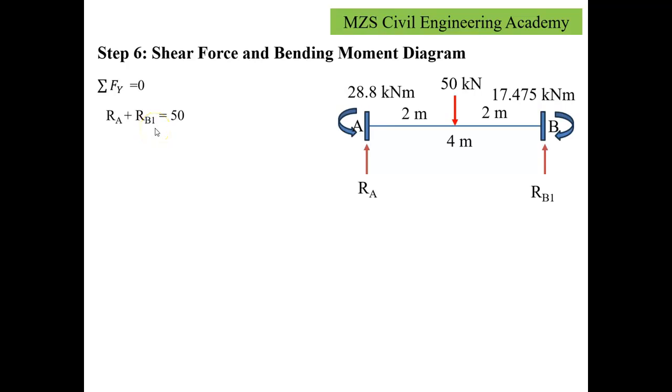Since joint B is common between the spans BA and BC, there will be reactive forces from both the spans. That's why for the first span I'm going to say it is a B1 contribution, and for the second span I'm going to consider it as a B2 contribution.